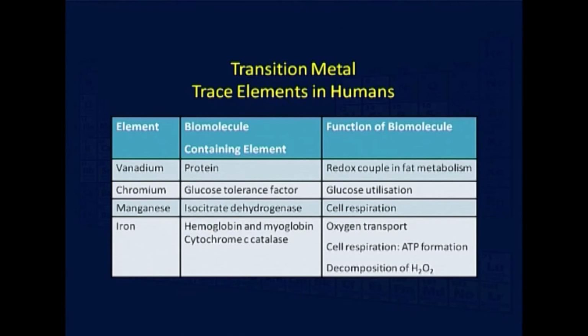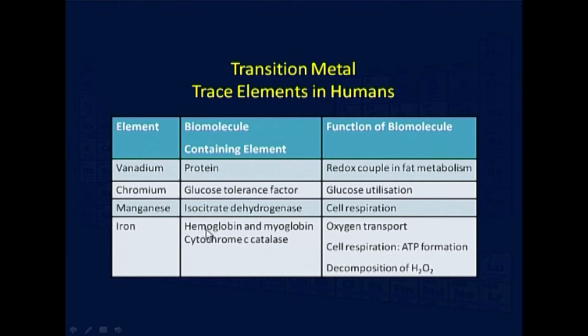Now, let us see what is the role of a transition element in the biological system. We have vanadium, which is also a part of some protein molecules, and its function is as a redox couple in fat metabolism. Chromium is also a part of the glucose tolerance factor, and glucose utilization in the body is governed by chromium.